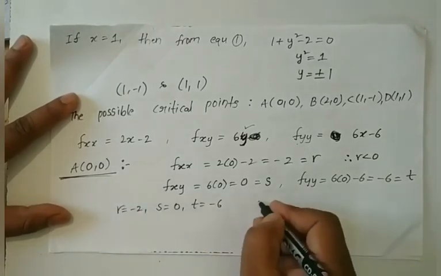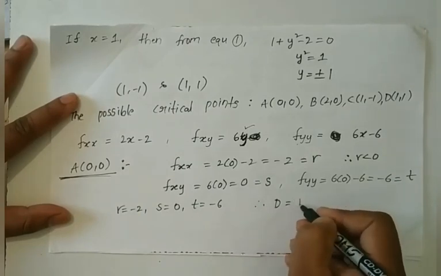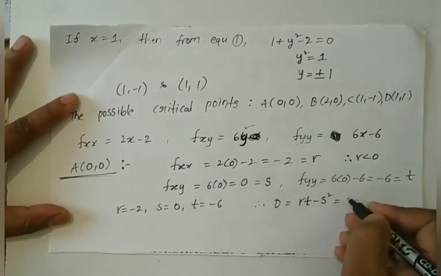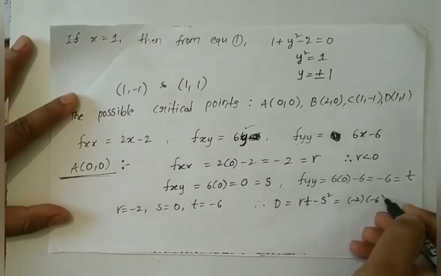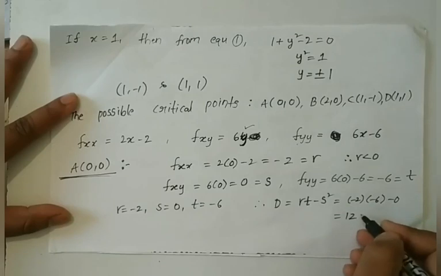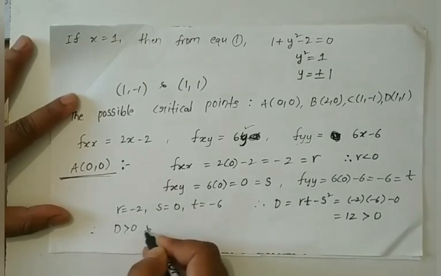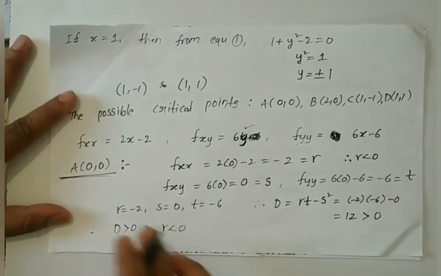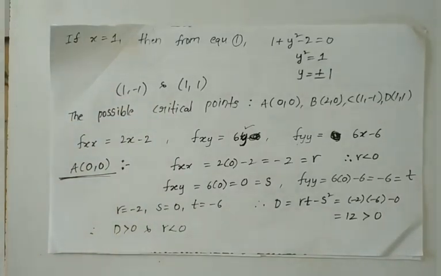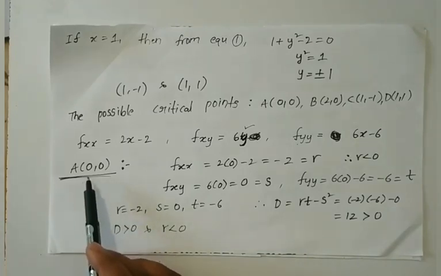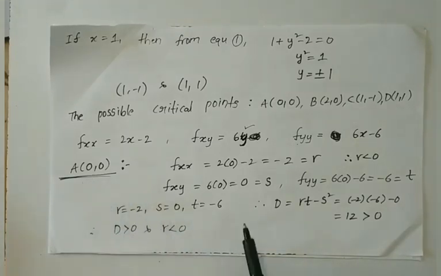At the point (0, 0), tell me what is D? D is nothing but rt minus s square. What is rt? Minus 2 into minus 6 minus 0 is nothing but 12. 12 is greater than 0. That means D is greater than 0 and r is less than 0 at the point (0, 0). So from this we can say that the function f of x has a maximum value at the point (0, 0), and the maximum value is f of (0, 0).